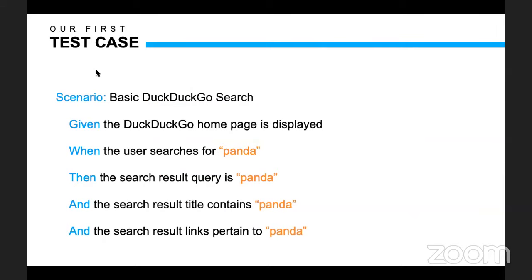I like to write my test cases not only in plain language, but using a language called Gherkin. Gherkin is simply given, when, then format for tests and for behaviors. It's very, very similar to the arrange, act, assert pattern, if you've heard of that. So my steps are basically what we just said. Given the DuckDuckGo homepage is displayed, when the user searches for Panda, then search result query is Panda, search result title contains Panda, and the search result links pertain to Panda.